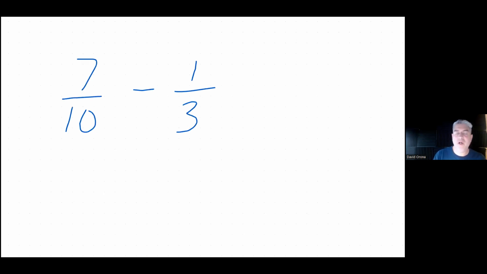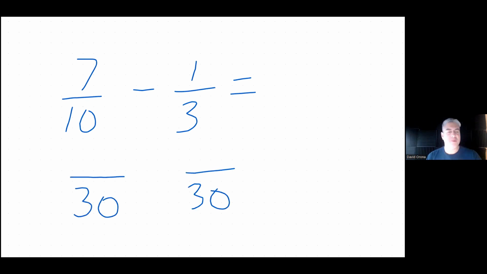All right, now let's do one where we are subtracting with unlike denominators. All right, we have 7/10 minus 1/3. Okay, first of all, easy peasy lemon squeezy. Let's multiply the 10 times 3. 10 times 3 is 30, correct? What do we have to multiply 10 by to get 30? Well, we multiplied it by 3, correct? So now we have to multiply the 7 times 3. 7 times 3 is 21, all right?